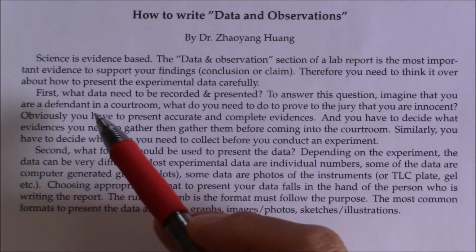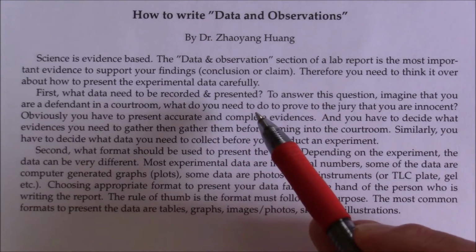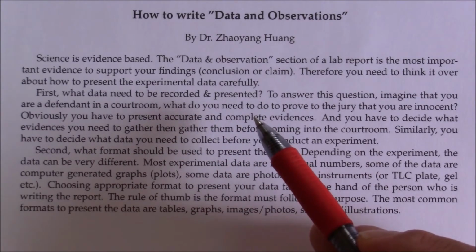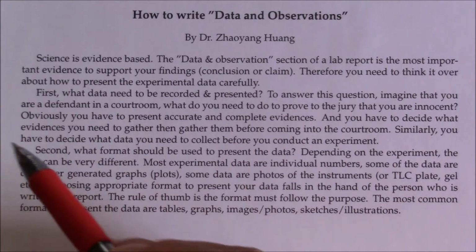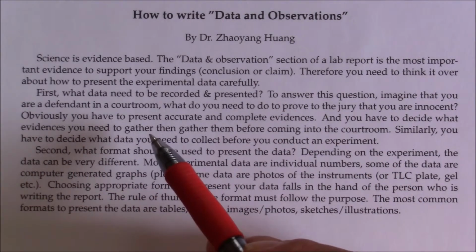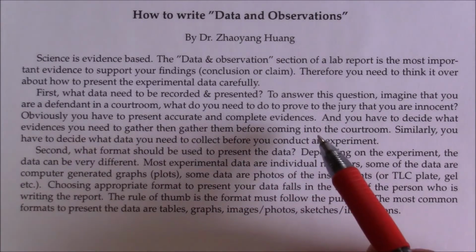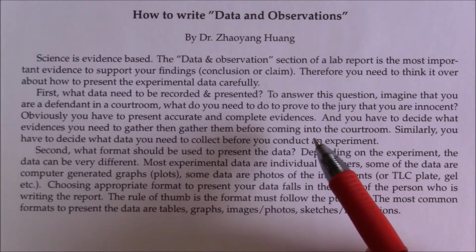First, what data need to be recorded and presented in your report? To answer this question, imagine you are a defendant in a courtroom. What do you need to provide to prove to the jury that you are innocent? Obviously, you have to present accurate and complete evidences. At the same time, your evidence must be concise. You cannot present everything you get from the experiment in your report. At the same time, you must provide enough evidence to prove what you claim.